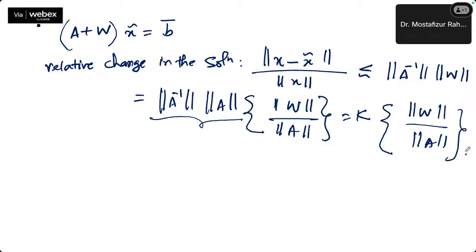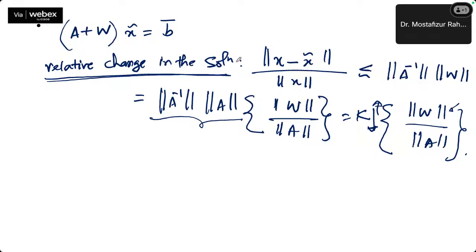So now you see, if my condition number is small, then for some tolerance in W, the relative change in the solution will still be small. But if K is very high, that means a small change in A will have a very high impact on the solution. So you can compare with the terminology from the right hand side and the left hand side.